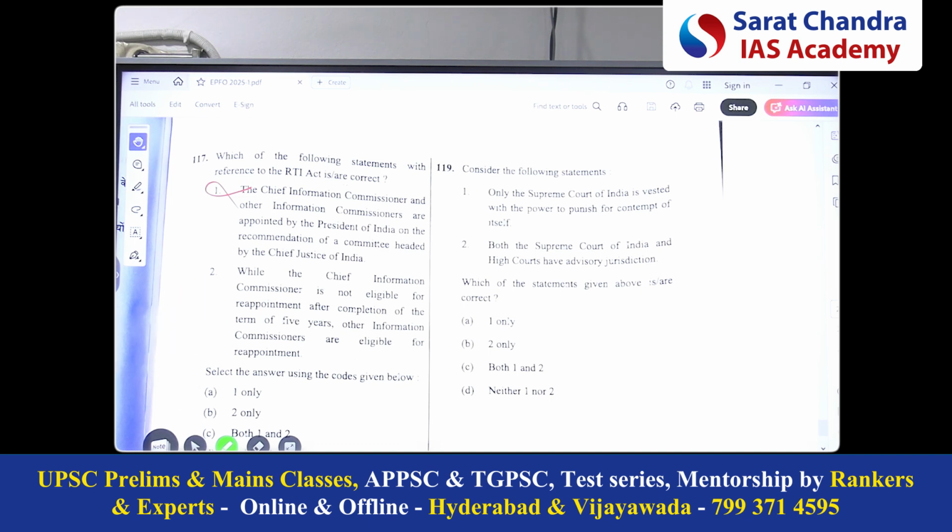Then, while the Chief Information Commissioner is not eligible for reappointment after the completion of the term of 5 years, other information commissioners are eligible for reappointment. Recently, they brought the RTI Amendment Act 2019. According to it, the tenure of the Chief Information Commissioner is 3 years or 65 years of age, whichever is earlier. Here, what did it say? 5 years. So automatically this is also wrong. Neither one nor two.